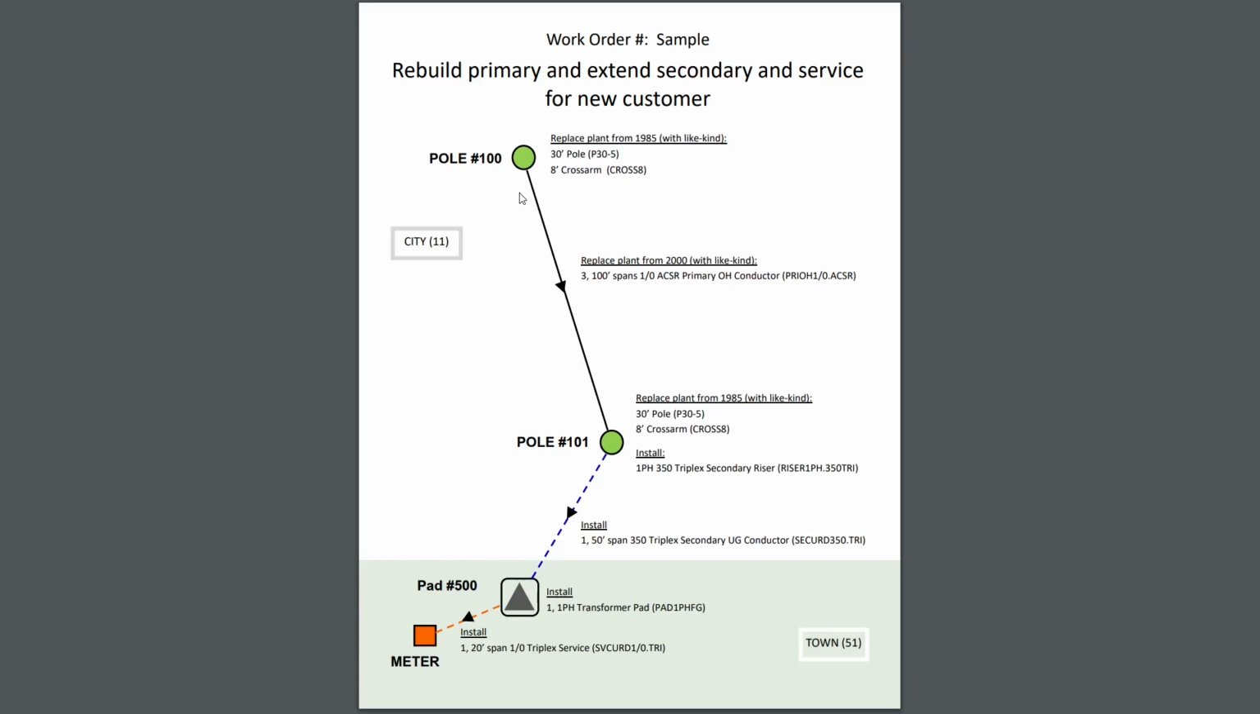In this video, we're going to create a new work order, also known as a job, within OpenPoint Map. Then we're going to walk through the process of installing and retiring plant. Here's the scenario. We will be replacing two poles and the primary span of wire between them.